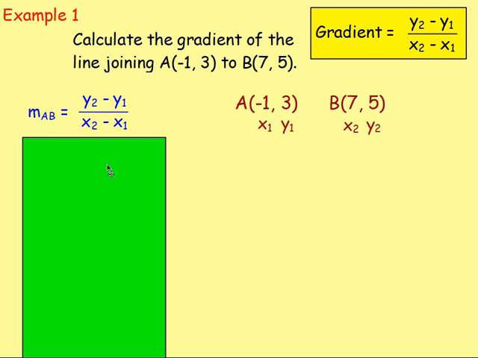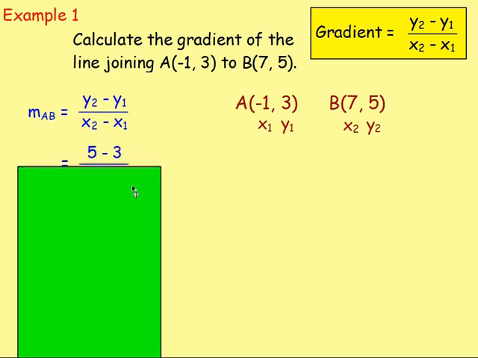Doing it this way though, we would end up with, if we start subbing the values in, Daniel, help us out. Good, you would have y2 take away y1, which would be 5 take away 3, over. And then what would you have at the bottom, Daniel? 7 take away -1.